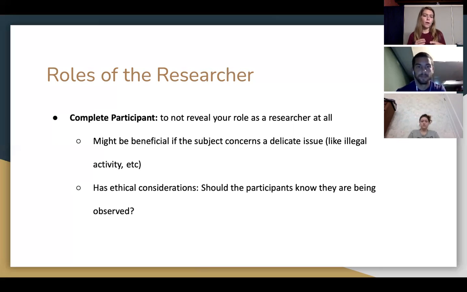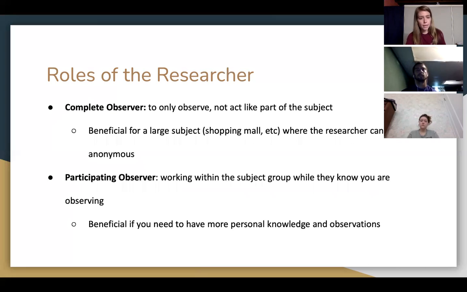So this type of researcher is a little controversial and should only be used when you really think that revealing yourself would change the way they interact with each other in the research. The second way is as a complete observer. It's the exact opposite of the complete participant, where you're there only to observe and not act like part of the subject in whatever they're doing.